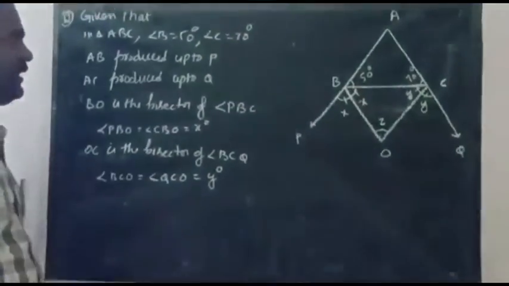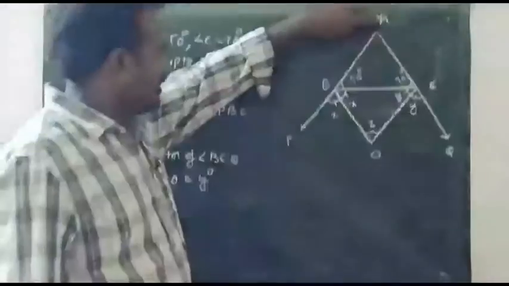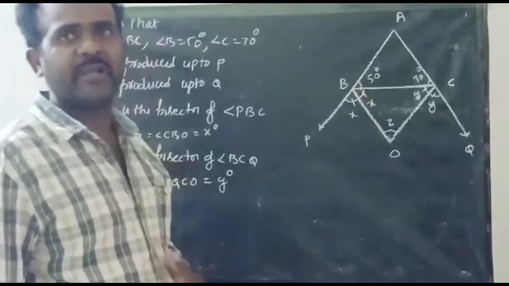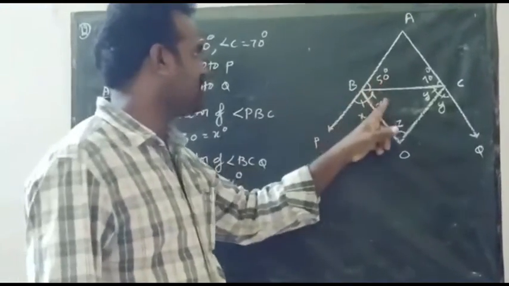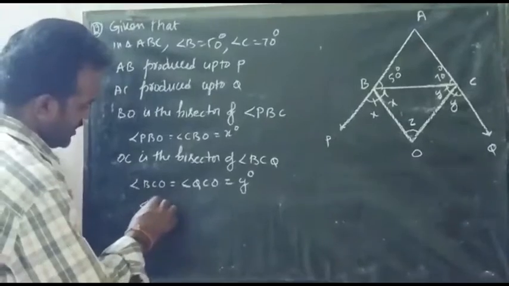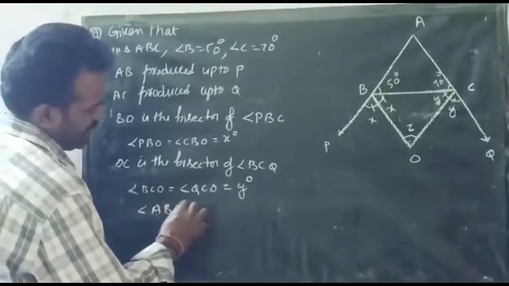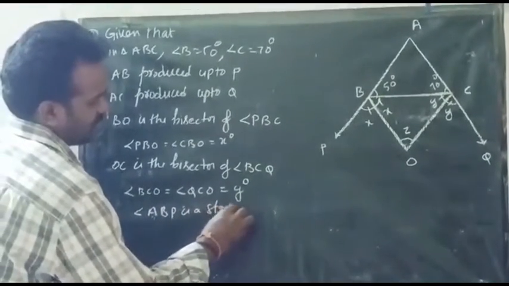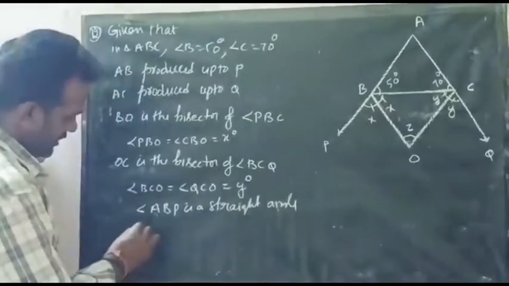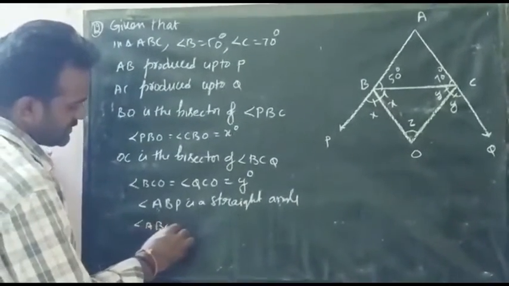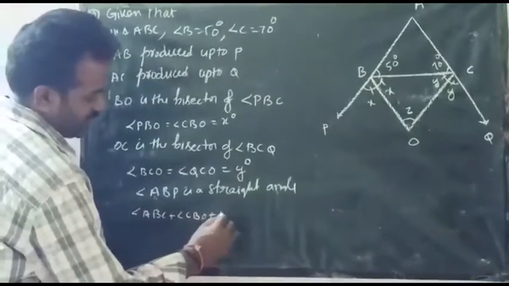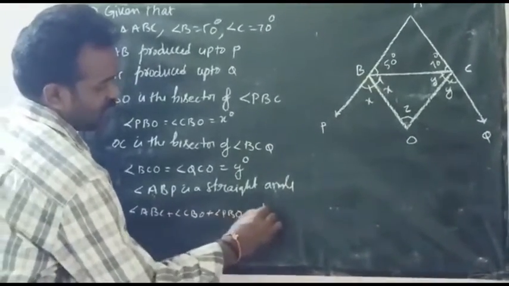Next, see here this diagram. ABP is a straight angle, and a straight angle is equal to 180 degrees. So this angle plus this angle plus this angle is equal to 180 degrees. Angle ABC plus angle CBO plus angle PBO is equal to 180 degrees.